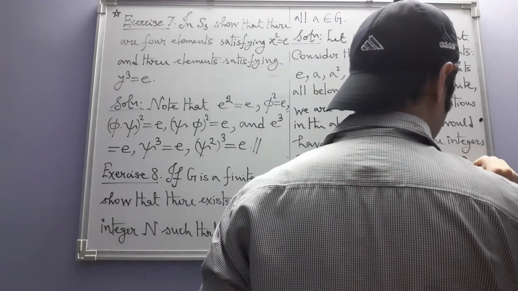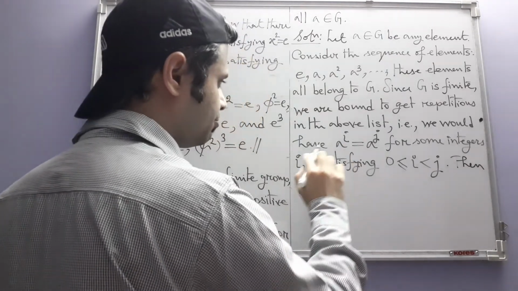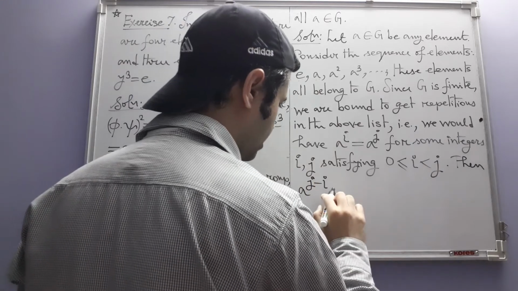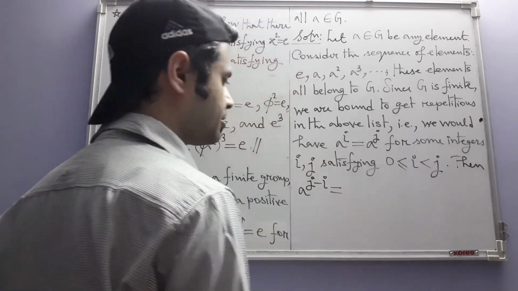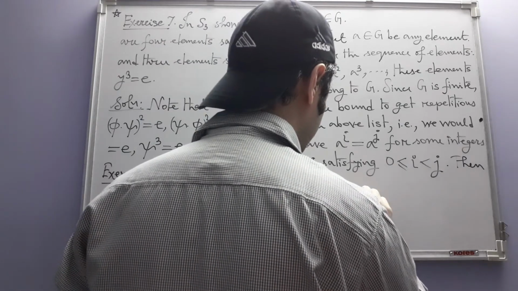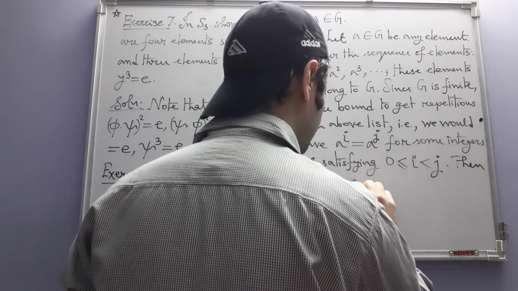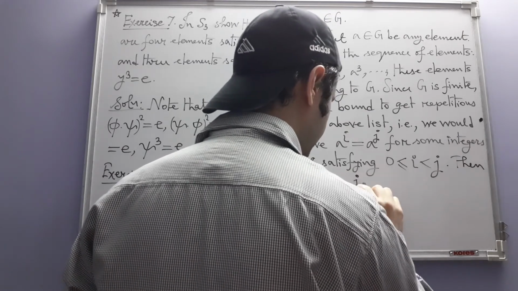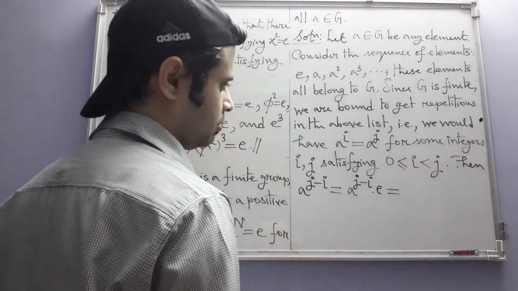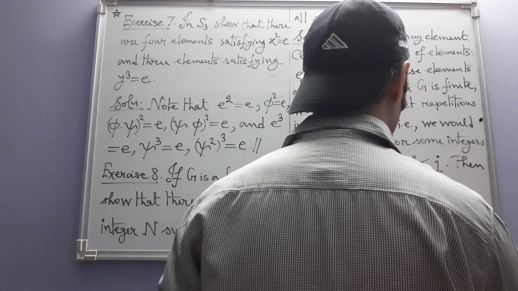Then I may write like this, a to the power j minus i is equal to a to the power j minus i dot e. Okay, now e can be written like this.